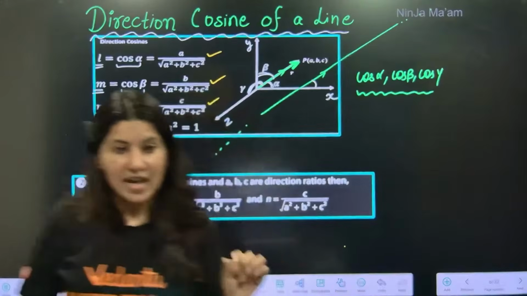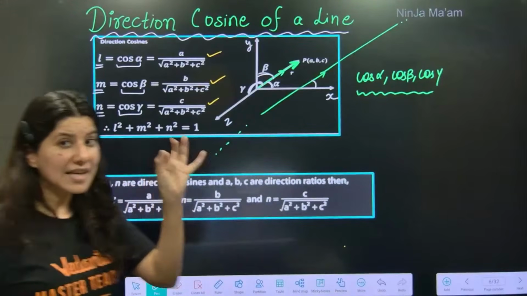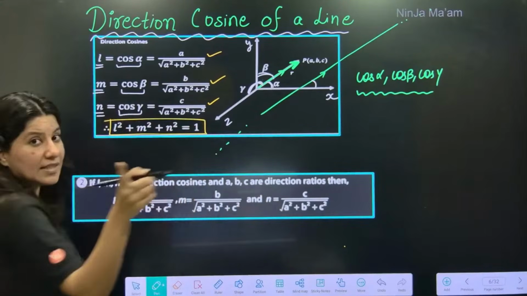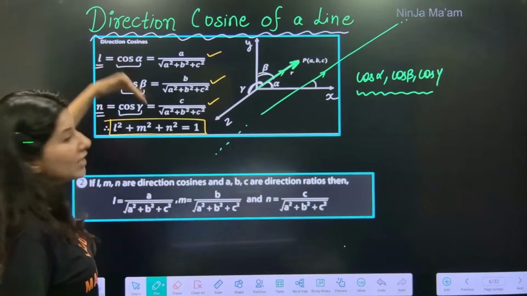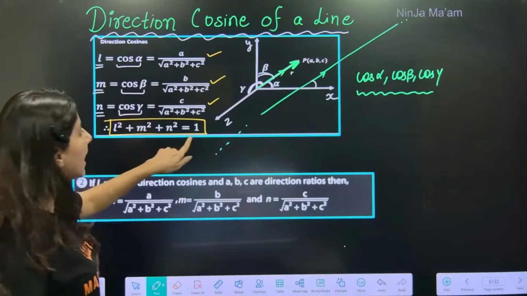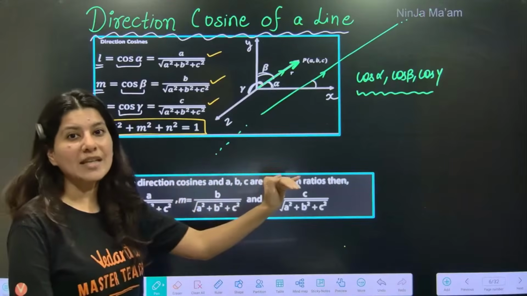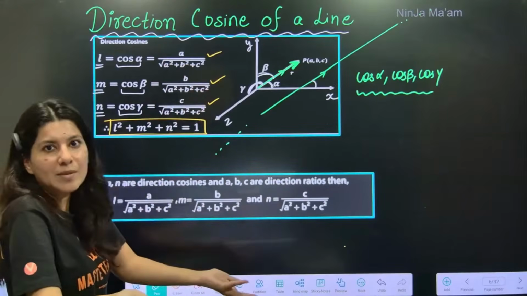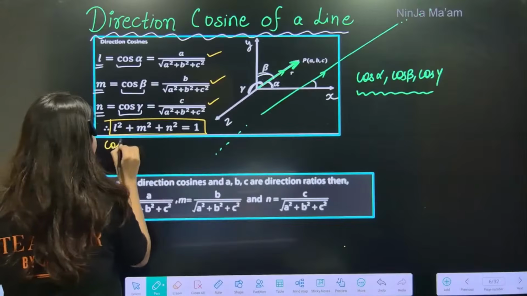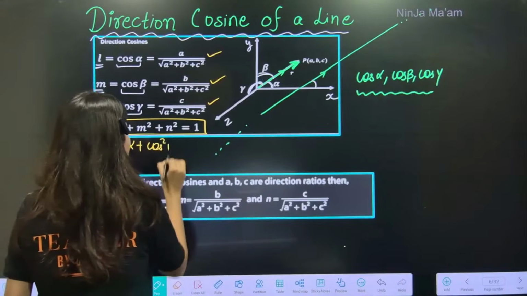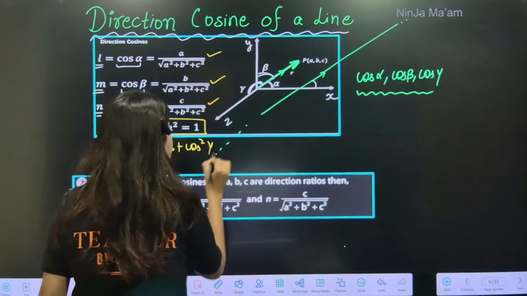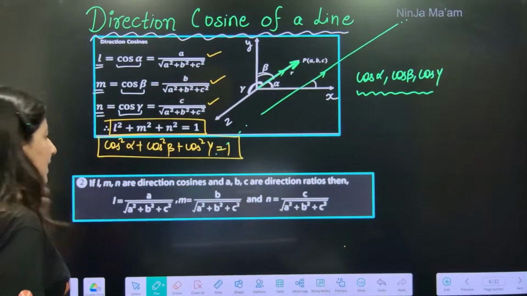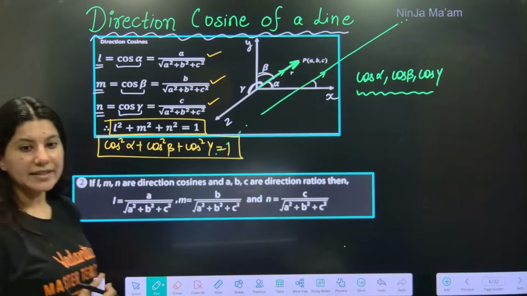Now tell me, L square plus M square plus N square, if you square and add, what will you get? This hard work you do it for me. Just square everything and add. Are you getting 1? Just pure calculation, you will automatically get 1. A square plus B square plus C square upon A square plus B square plus C square is 1. That means cos square alpha plus cos square beta plus cos square gamma is nothing but 1. Keep that in mind. Very, very important, everybody. Yes? Okay. All right. Understood?